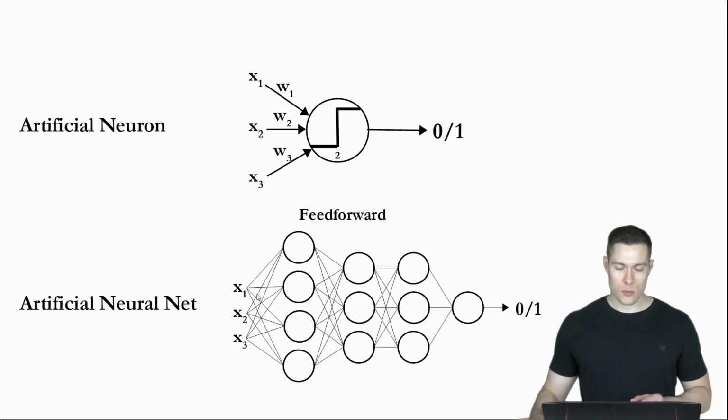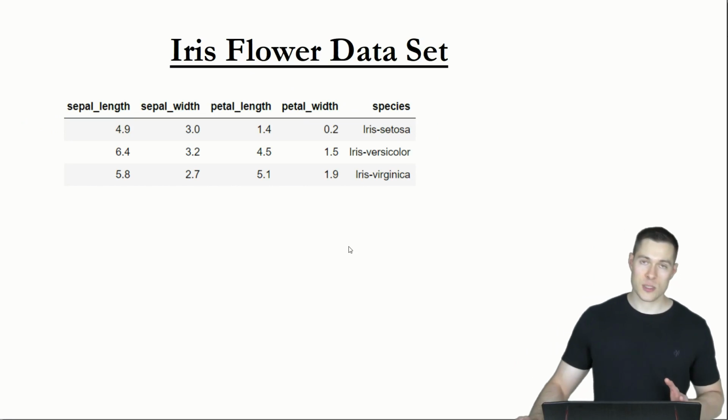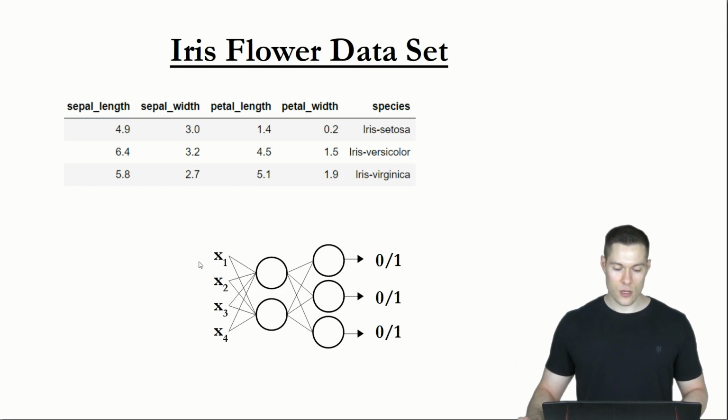And therefore, we are again using the iris flower dataset as our use case, and the specific neural net that we want to apply to this dataset looks like this. So we have 4 input values, so the sepal length and width and petal length and width, and then one hidden layer with 2 nodes, and then the last layer is going to consist of 3 nodes.